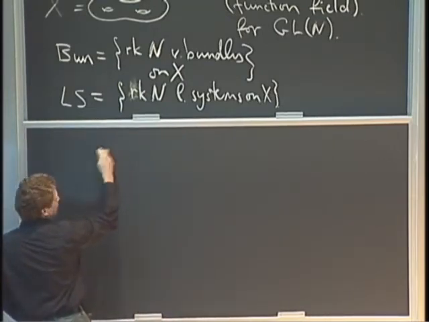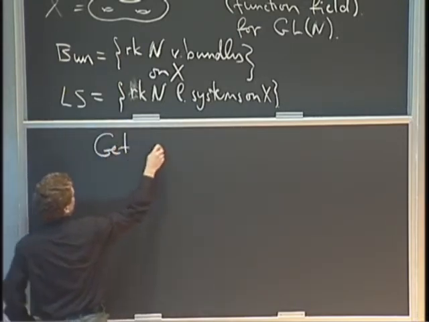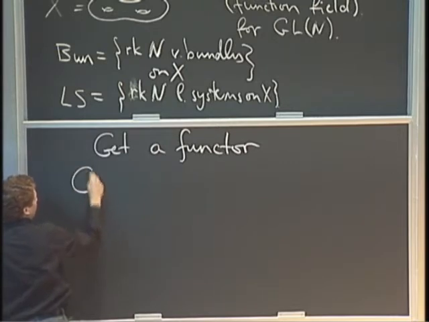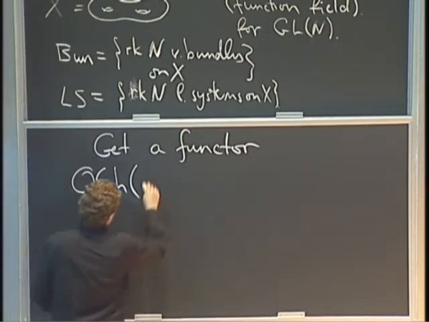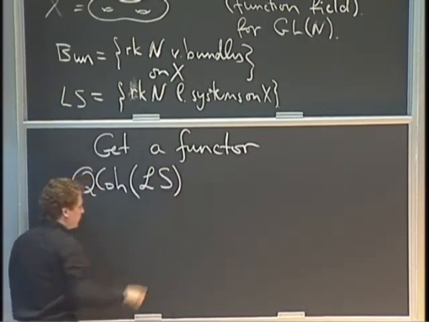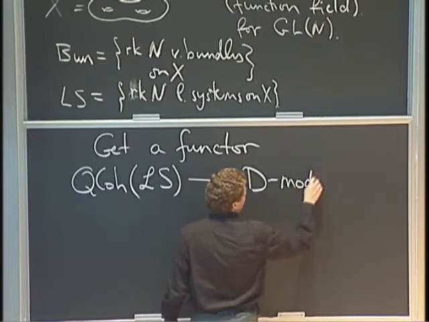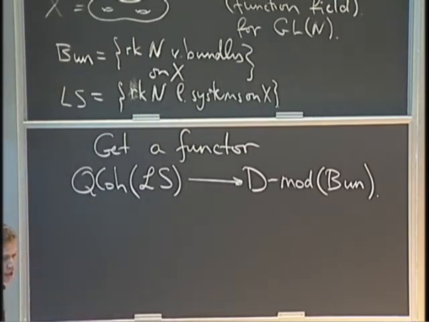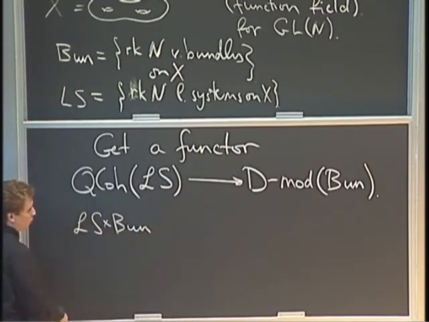Geometrically, this amounts to the following. So this family, so we get a functor from, this is my notation for the category of O modules on local systems to the category of D modules on vector bundles. And this is kind of standard push-pull. So we'll look at the product, which is where this OT lives.